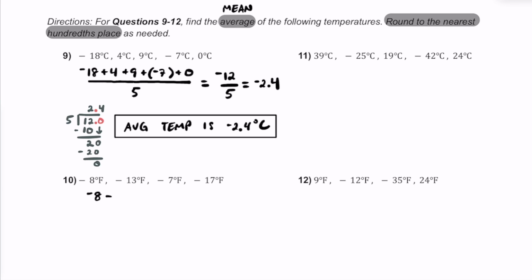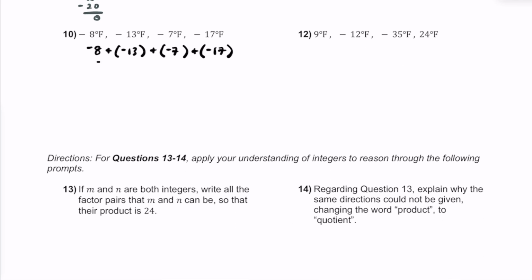We have negative 8 degrees plus this negative 13 degrees plus negative 7 degrees. So it looks like we have a bunch of negative temperatures plus this negative 17 degrees. So all right, now keep in mind that if we're taking the average of 4 different negative temperatures, we should get a negative temperature here, right? You can't take the average of 4 negative numbers and somehow get a positive number. That would be very strange, right? So let's go ahead and add these up.